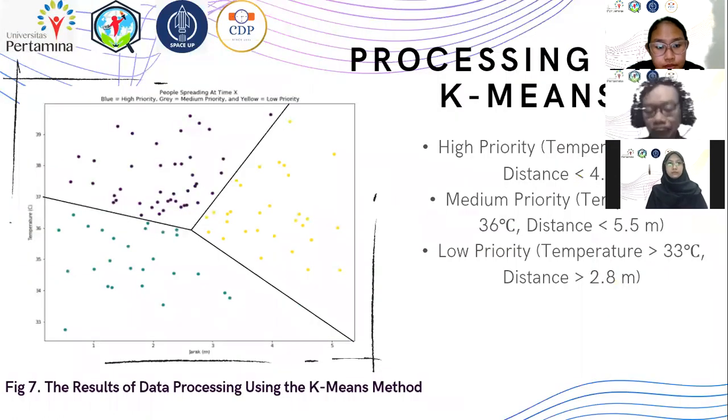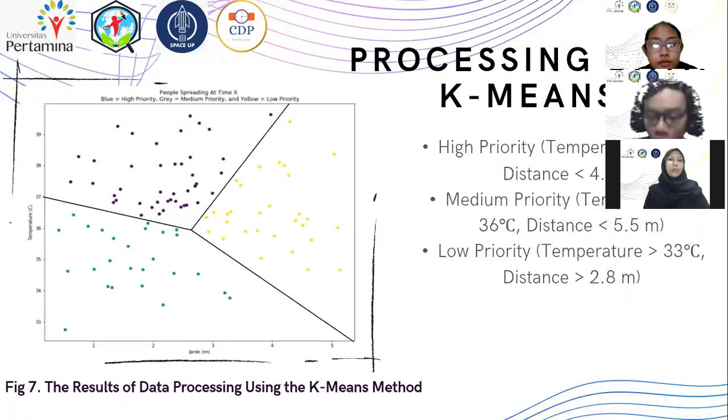So the result and discussion for software, we have a processing K-Means. You can see in figure 7, we have a good processing. As you know, high priority is represented by the blue color. We have temperature more than 36 degrees Celsius and distance 4.2 meters. The medium priority is represented by the gray color. We have temperature 36 degrees Celsius and distance 5.5 meters, and the low priority is represented by zero color. We have temperature more than 33 degrees Celsius and distance more than 2.8 meters.